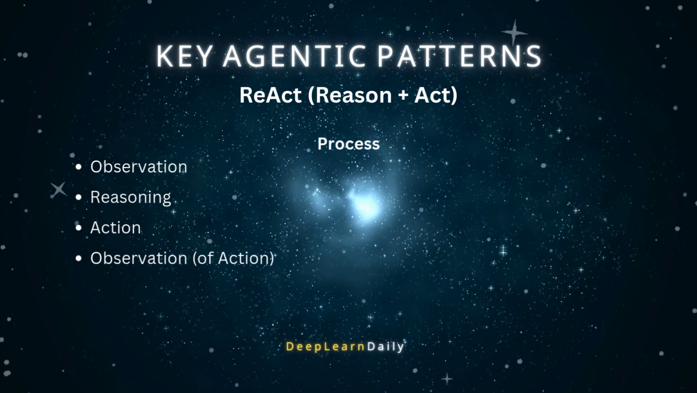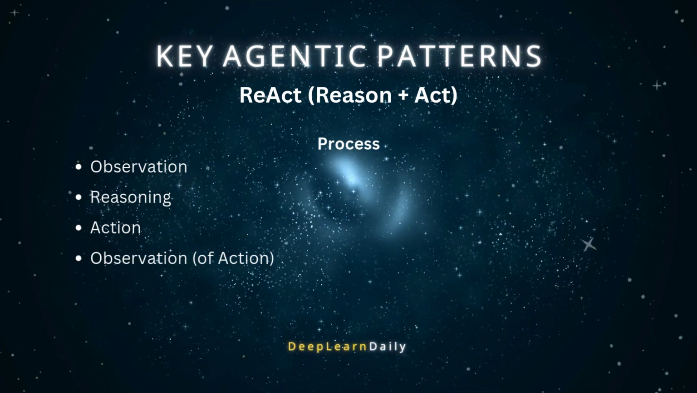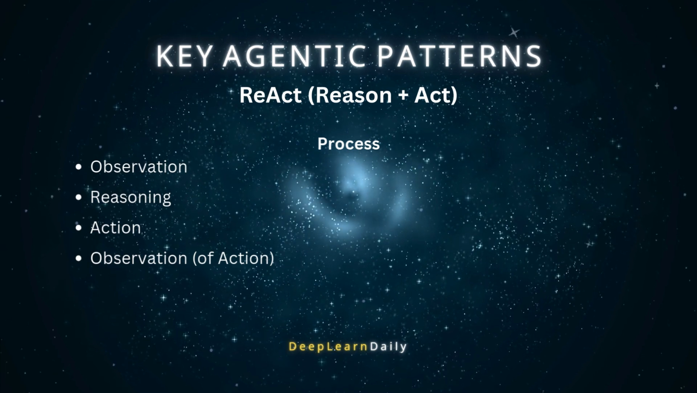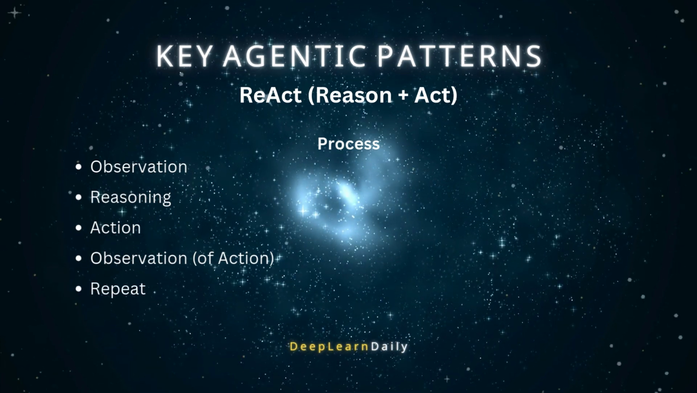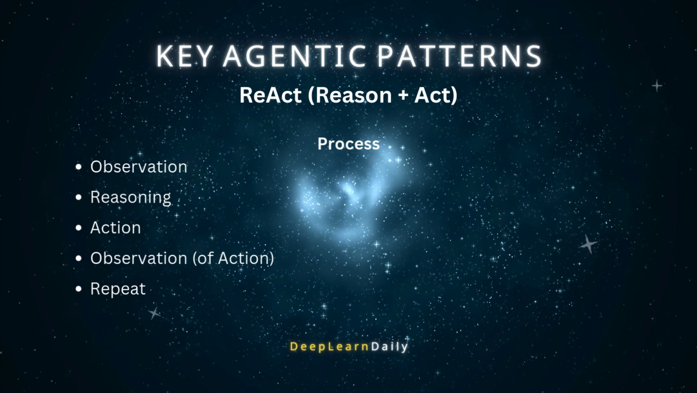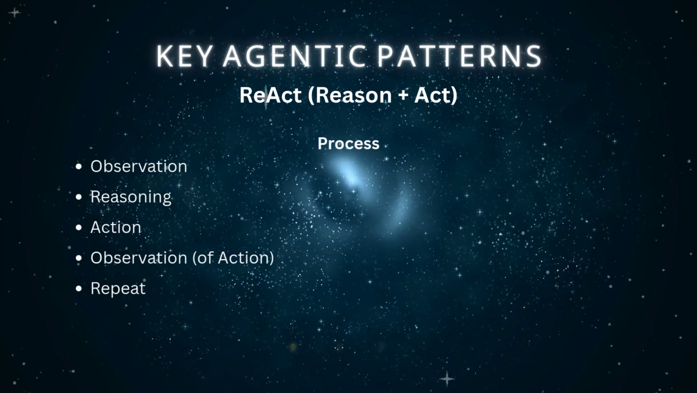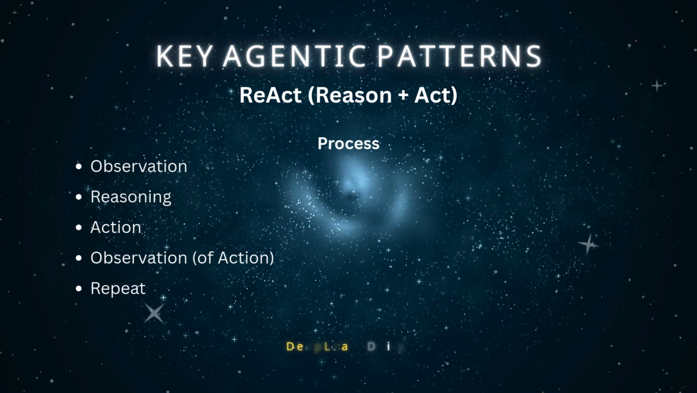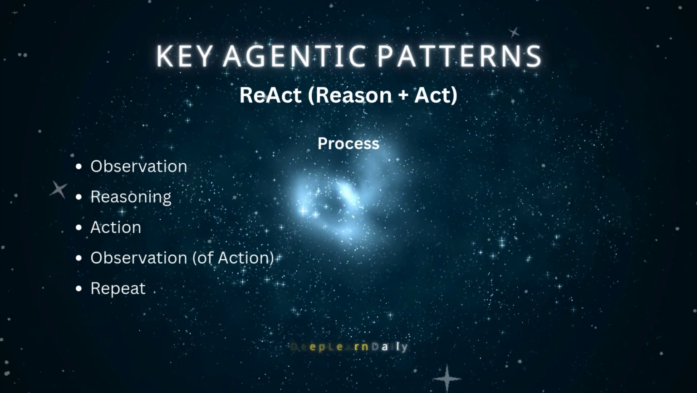Observation of action. If an action was taken, especially using a tool, the agent receives the result or observation from that action. Repeat. The agent goes back to the reasoning step, incorporating the new observation to refine its plan and decide on the next action. This cycle continues until the goal is achieved or a termination condition is met.